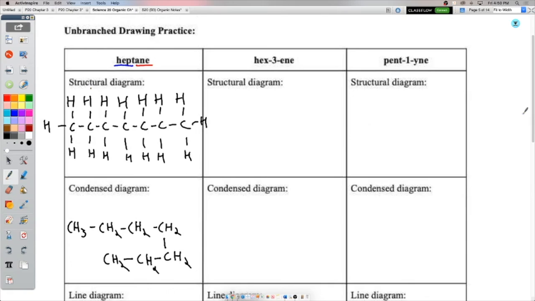So remember, hex tells us the number of carbons. Okay, the ending tells us any double or triples.